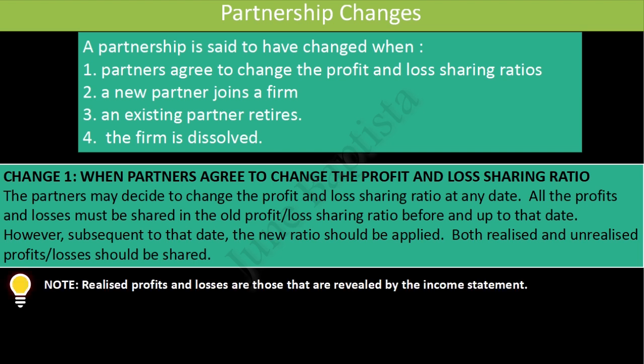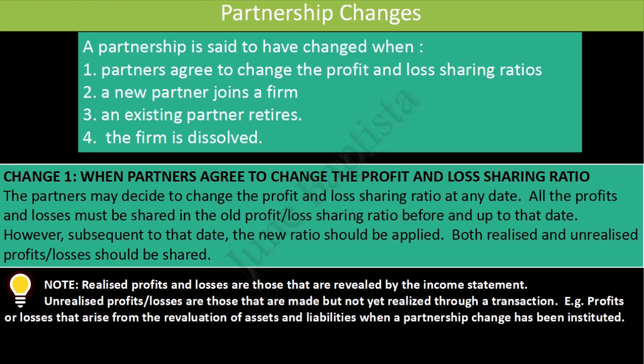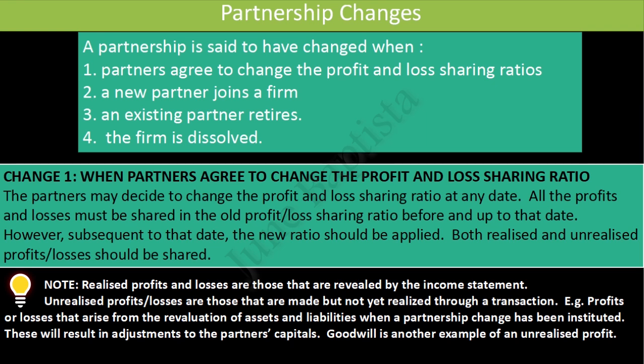Realized profits and losses are those that are revealed by the income statement. Unrealized profits and losses are those that are made but not yet realized through a transaction. For example, profits or losses that arise from the revaluation of assets and liabilities when a partnership change has been instituted. These will result in adjustments to the partners' capitals. Goodwill is another example of an unrealized profit.